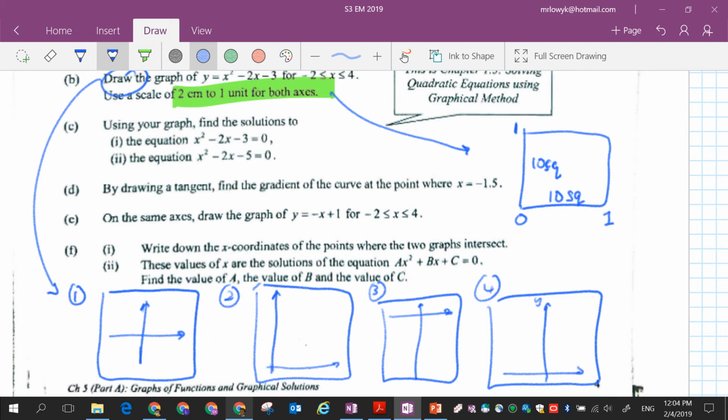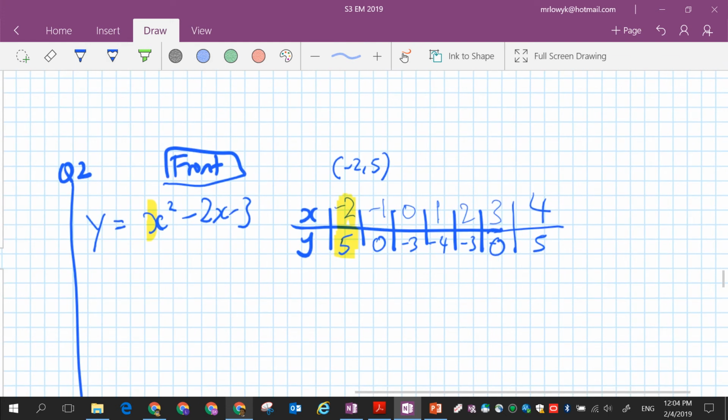Now, can you tell me which one should I draw for -2 to 4? First one. Second one is out. This is definitely out because you don't have negative. This one? Oh, possible, right? This one? Possible, right? So what do you have to look at? You have to look at the y value. Can you look at your graph paper now? Tell me the smallest y value and the biggest y value.